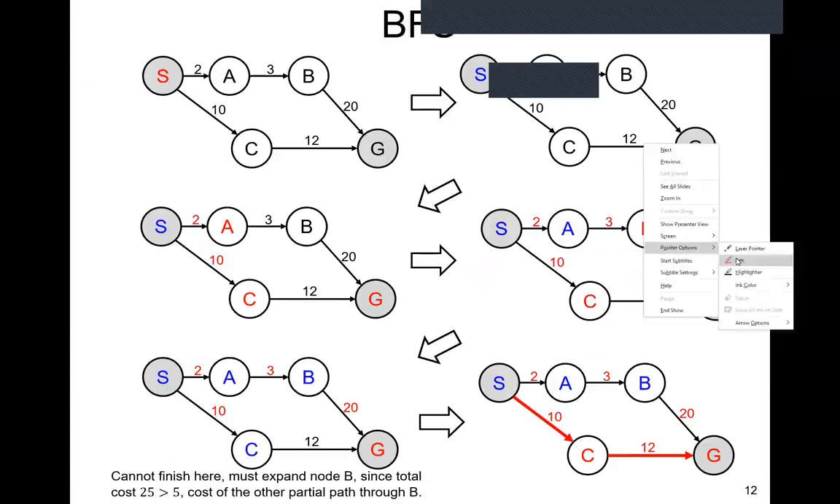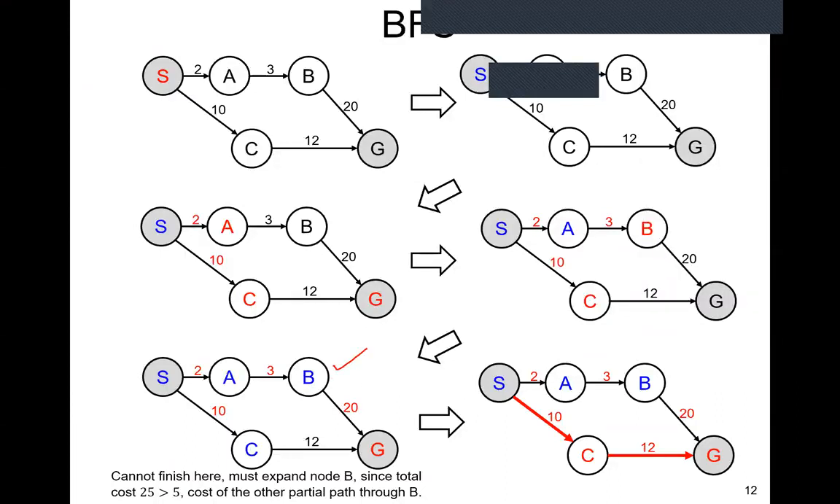Because at this point you have found a path with length 25, but in the other node C to be expanded, you have a partial path with length 10. So you're not sure if this partial path may turn out to be a better, shorter, complete path. So you must not finish after you reach G from B. You must continue to expand C, and then you found a path with length 22, which is shorter than 25. So you finish here.